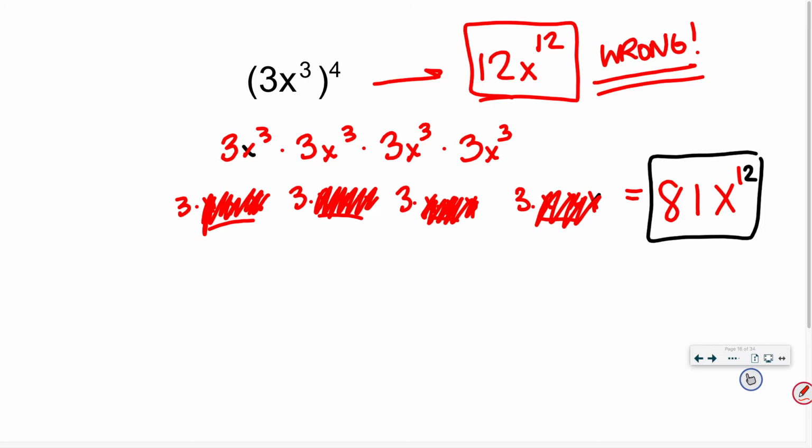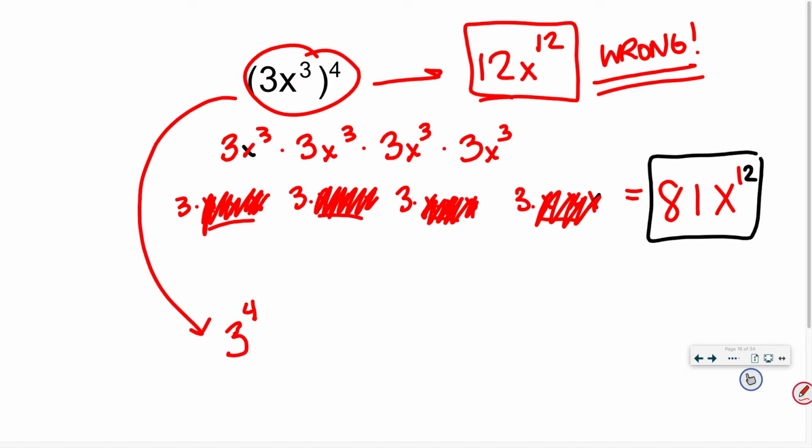The reason this happens, think back to the rule, the property that you just wrote down. If we know that we have a number raised to another power, we could just multiply. What happens is people see this and they say, okay, so I'm going to multiply this times 4 and this times 4. But it's different because you're not actually multiplying that coefficient times 4, you're raising it to the 4th power. Everything in here is being raised to the 4th power. So what you're really doing is 3 to the 4th power times x cubed to the 4th power.